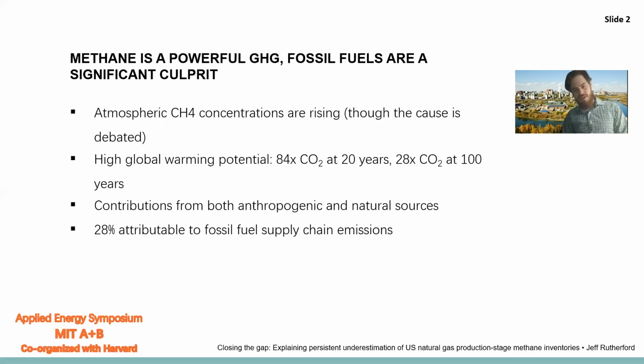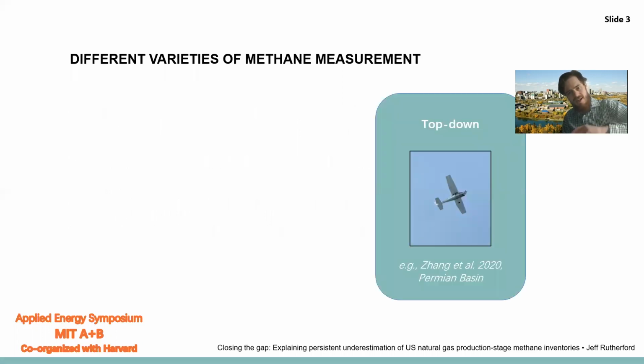Now, we say 28%, but recent evidence suggests that this contribution could be much higher. Now, how do people measure or estimate contributions of methane emissions from various sources? There are a number of different techniques which can be classified according to scale in both space and time. At the broadest scale, we have top-down estimates, which rely upon satellite data, measurements from planes or atmospheric measurement towers. One example is the recent Zhang et al. study of the Permian Basin.